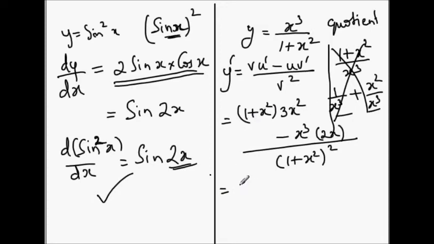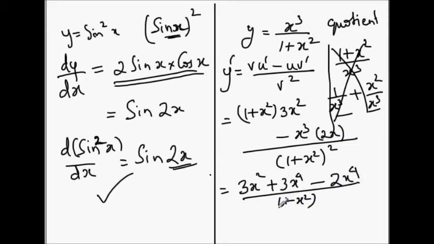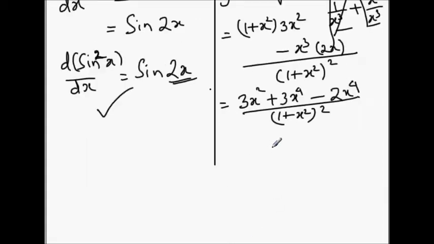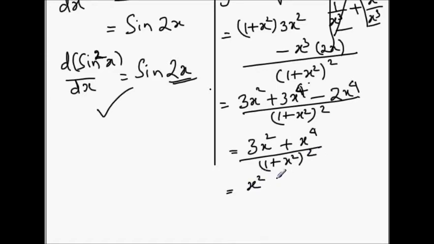1 plus x squared times 3x squared is 3x squared plus 3x to the power of 4, minus x cubed times 2x is 2x to the power of 4, divided by (1 plus x squared) the whole squared. You can see that you can actually simplify the numerator, which becomes 3x squared plus 3x to the power 4 minus 2x to the power 4, which is plus x to the power 4, over (1 plus x squared) the whole squared. And again this can be simplified: x squared can be taken common, so this would be x squared times (3 plus x squared) over (1 plus x squared) the whole squared. You can leave this in this format.